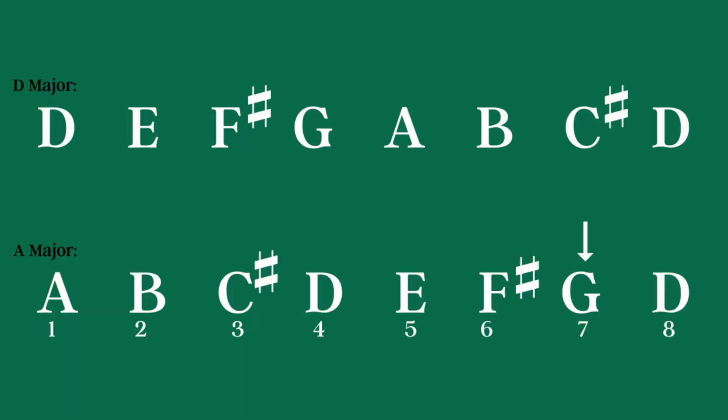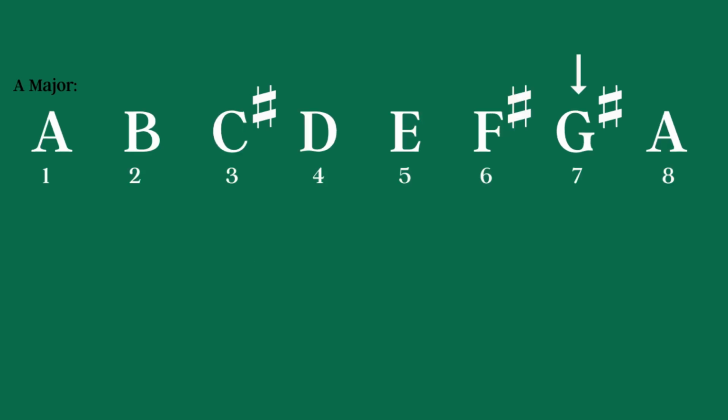The fifth of D is A. Here's the D major scale, and the same scale starting on A. I add a sharp to the 7th degree of the scale, which is G, and the key of A major has 3 sharps: F sharp, C sharp, and G sharp. The key signature will show the G sharp on the top of the treble staff and the last space of the bass staff. Hopefully this is all making sense so far.